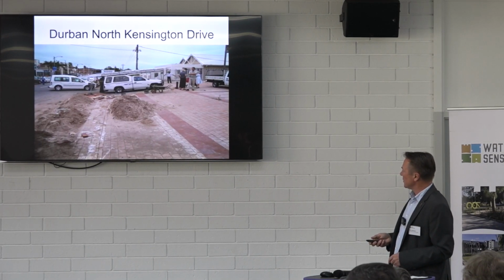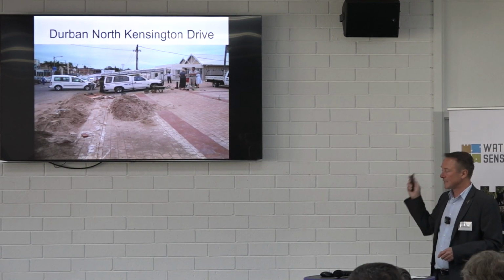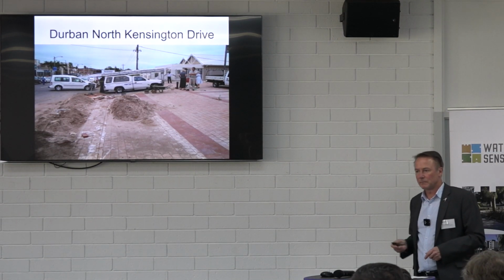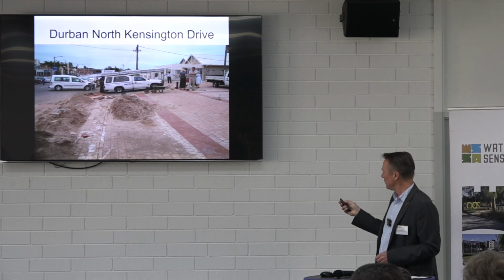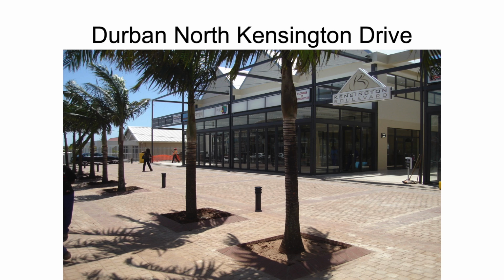Again, too much sand on that construction site for me. That's Durban North Kensington Drive. That does have a combination, so to be fair, that might have been where they put the impermeable. Those look like impermeable pavers to me there. But there is a lot of impermeable paving because this is the first water reuse project in South Africa, and this was back in, I think, 2008. Might have been before that.